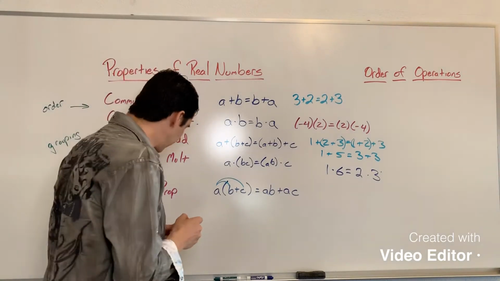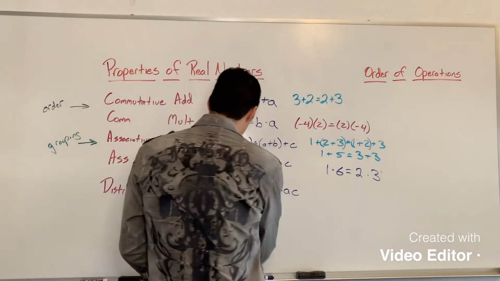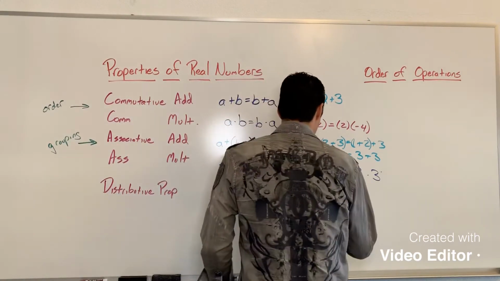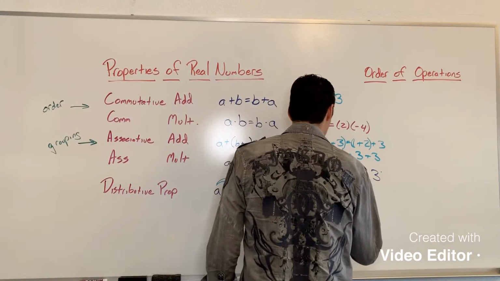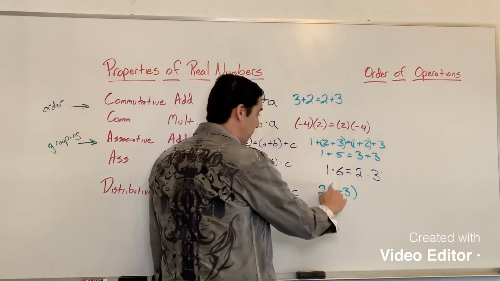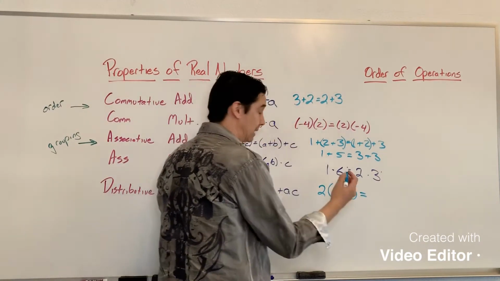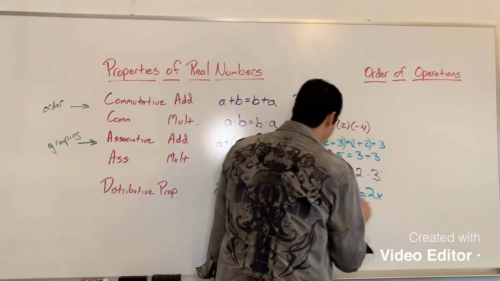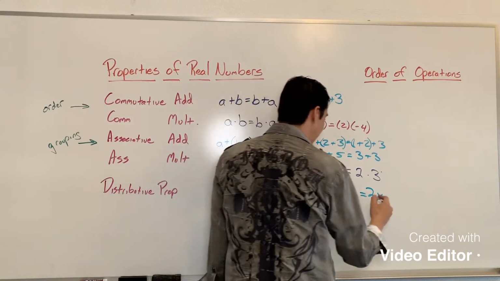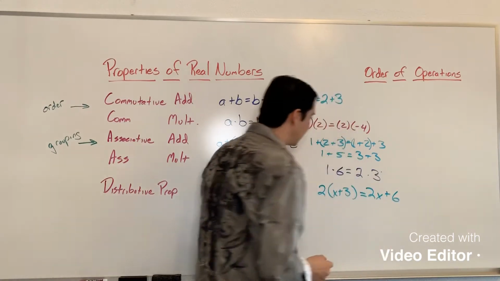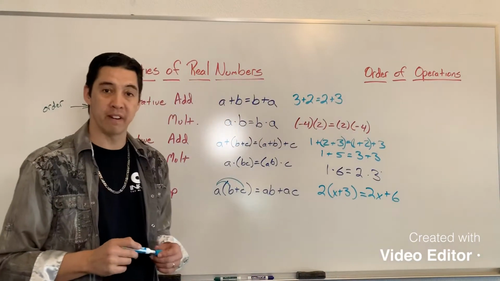A real life example might be 2 times x plus 3. I distribute the 2 and I get 2x, because 2 times x is 2x, plus 2 times 3 is 6. Real life example of the distributive property.